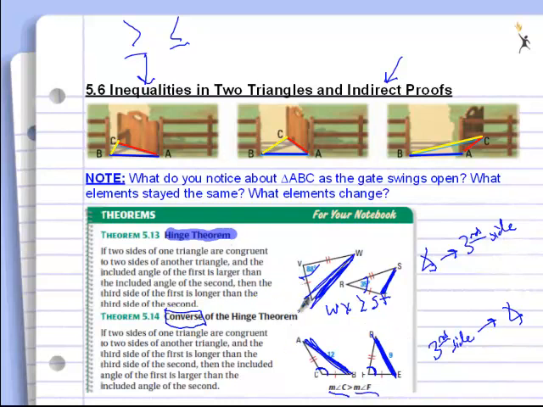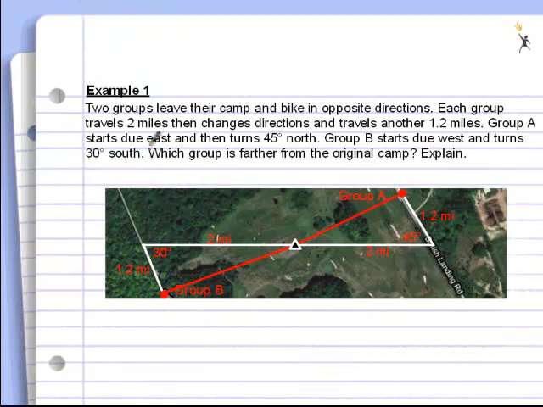Now, that's not too difficult. But the way that this applies is in this real life scenario. Here we have example 1. And this image, by the way, is an aerial shot of Mackinac Island. The red line is a trail that you can bike on Mackinac Island that will take you through an old battlefield.